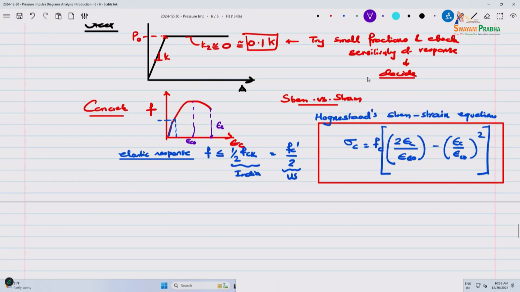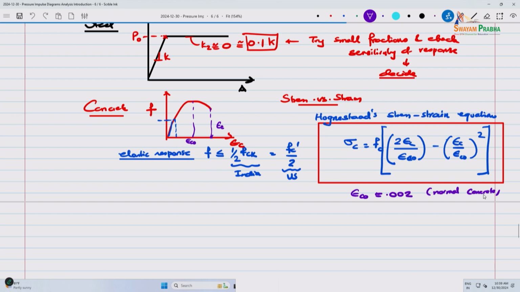So typically epsilon C naught is considered for normal concrete. It may be a little different here, but peak is around 0.003 in some countries, 0.0035. Europe and India probably is 0.0035. It's 0.003 there. And it's a non-dimensional equation. So this equation is valid for both systems.